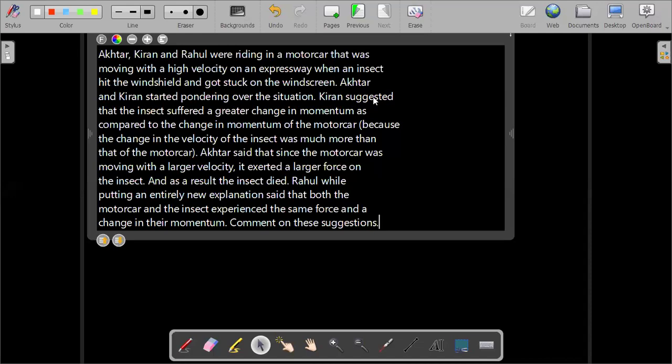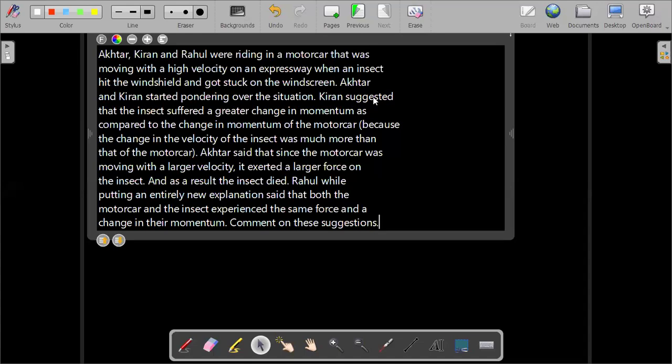Sir, how do I answer this question? I didn't understand. So, you have to explain about Akhtar, about Kiran, about the Rahul's statement. Yes, sir. Here Rahul is correct, sir, because of the law of motion.